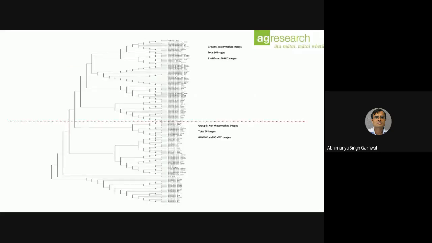And what we did, we took some watermarked images and we degraded them by using print and scan methodology to see if this method is able to detect the degraded and non-degraded image on the basis of watermark and non-watermark. And we successfully, with 100% accuracy, were able to generate a phylogenetic tree that can segregate watermarked and non-watermarked images by using this approach.